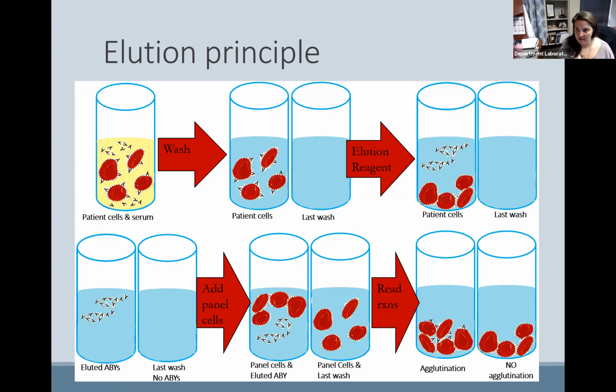If you had a positive DAT due to complement, you will not have any agglutination. All right, our panel cells are unable to detect complement. All right, so it's possible you have a positive DAT but a negative eluate. That is possible.